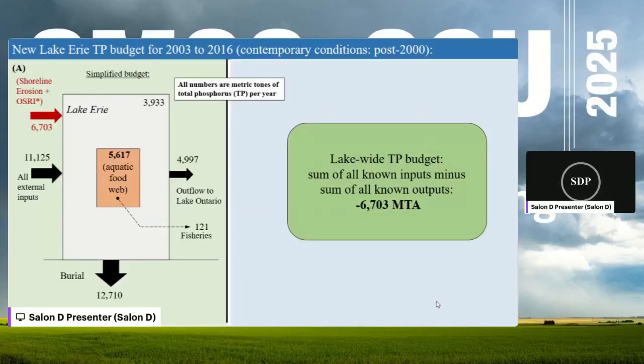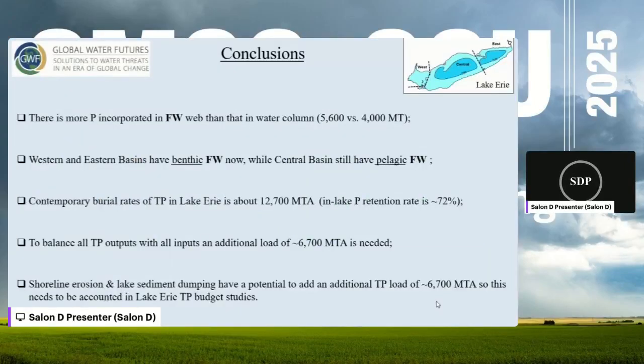So it can meet the deficit. So now the TP budget is closed. So what is the conclusion from this study? There is more phosphorus incorporated in the food web than in the water column, and this is important when there are perturbations of the different levels. So the phosphorus can add to the water column.